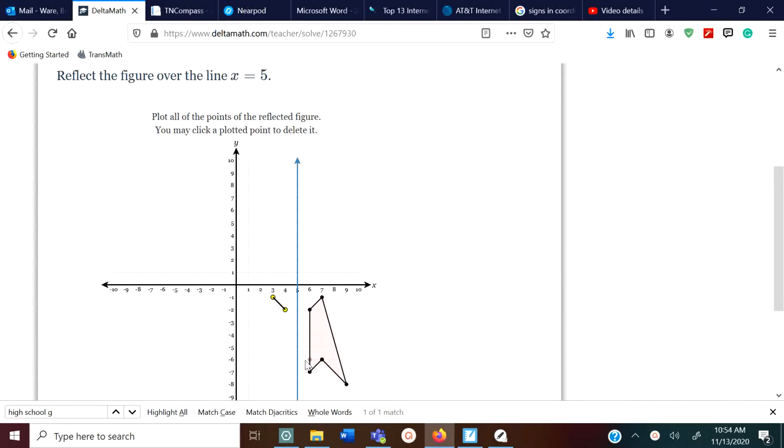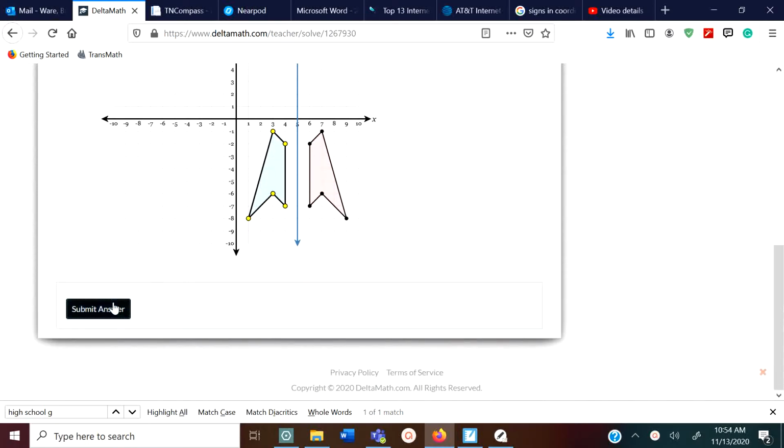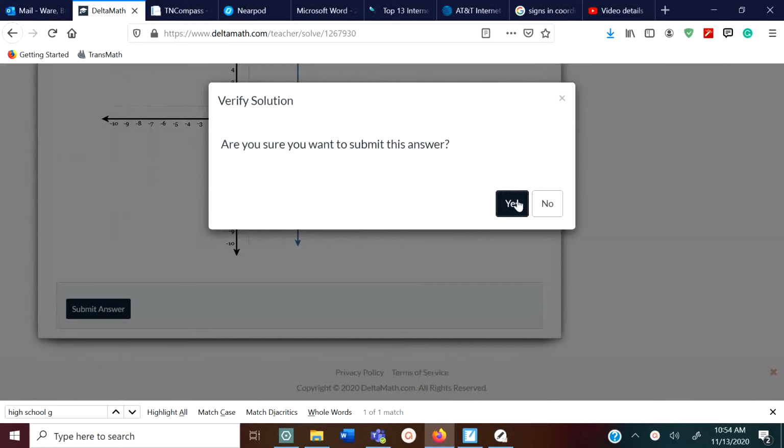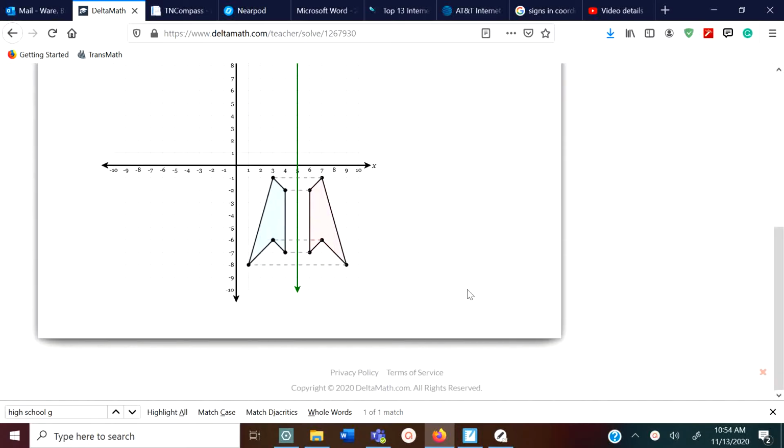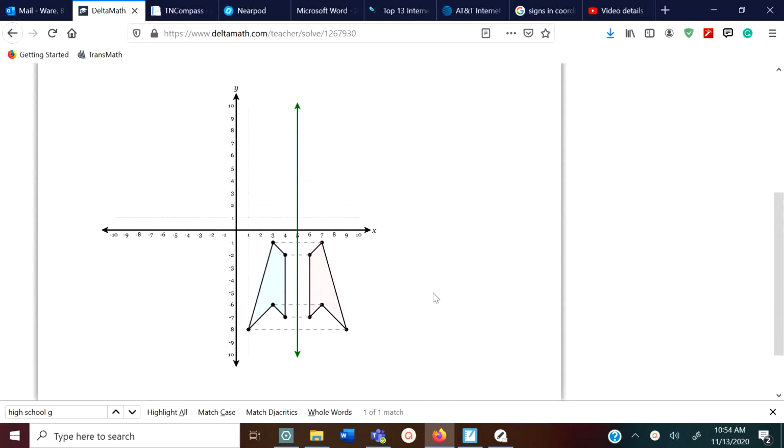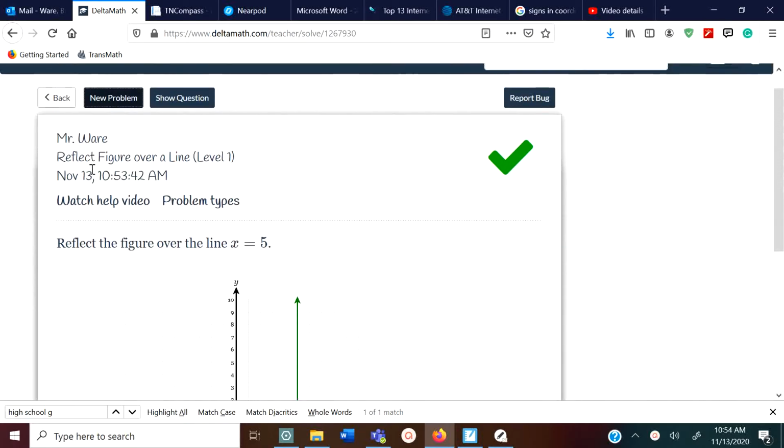1 block, 2 blocks here, then 2 blocks here. Then 1 block and 1 block. And then 4 blocks and 4 blocks. And you see the shape has been flipped over. Just submit your answer, and there you go. And it shows it being flipped over the vertical line. Alright, so this is a reflect figure over a line level 1.